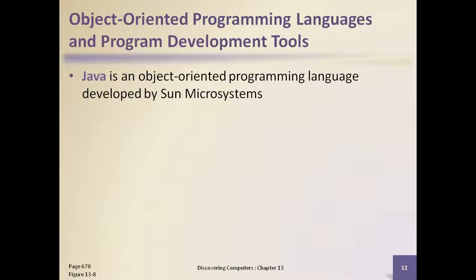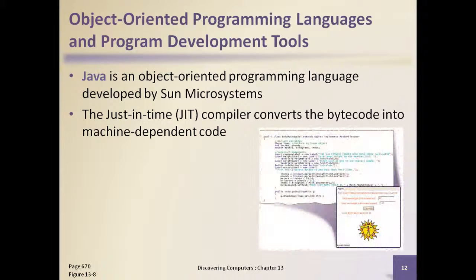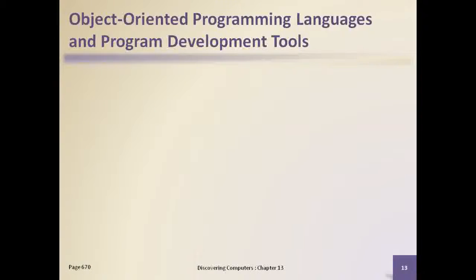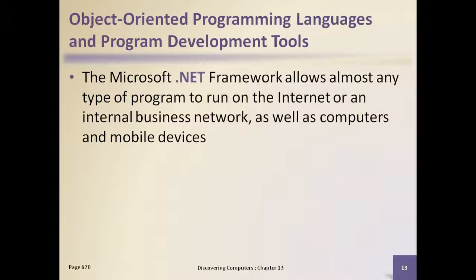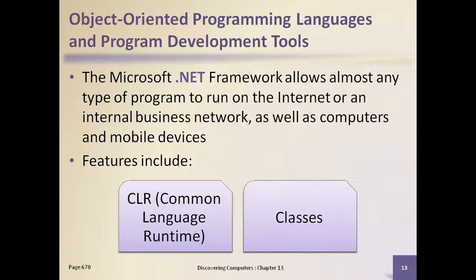Object-oriented programming language and program development tools: Java. Just-in-time compiler. The Microsoft .NET framework allows almost any type of program to run on the internet or on an internal business network as well as computers and mobile devices. Features include CLR, common language runtime, and class library.